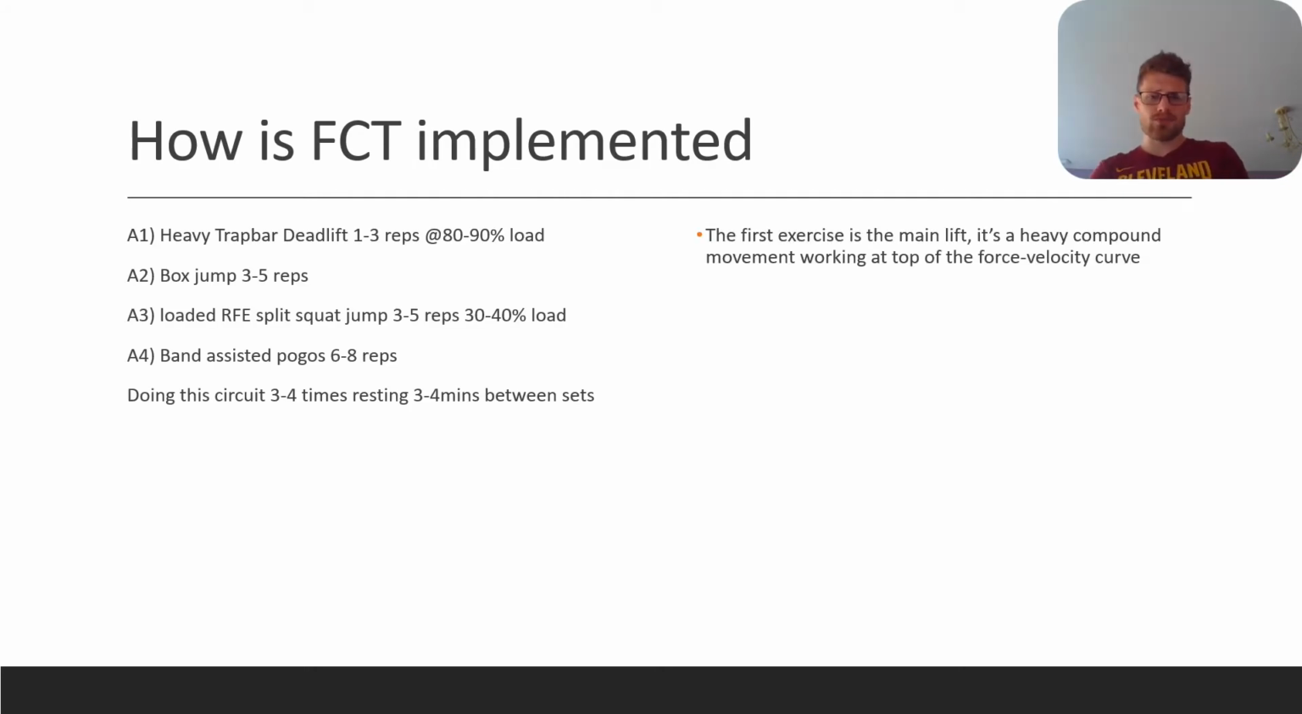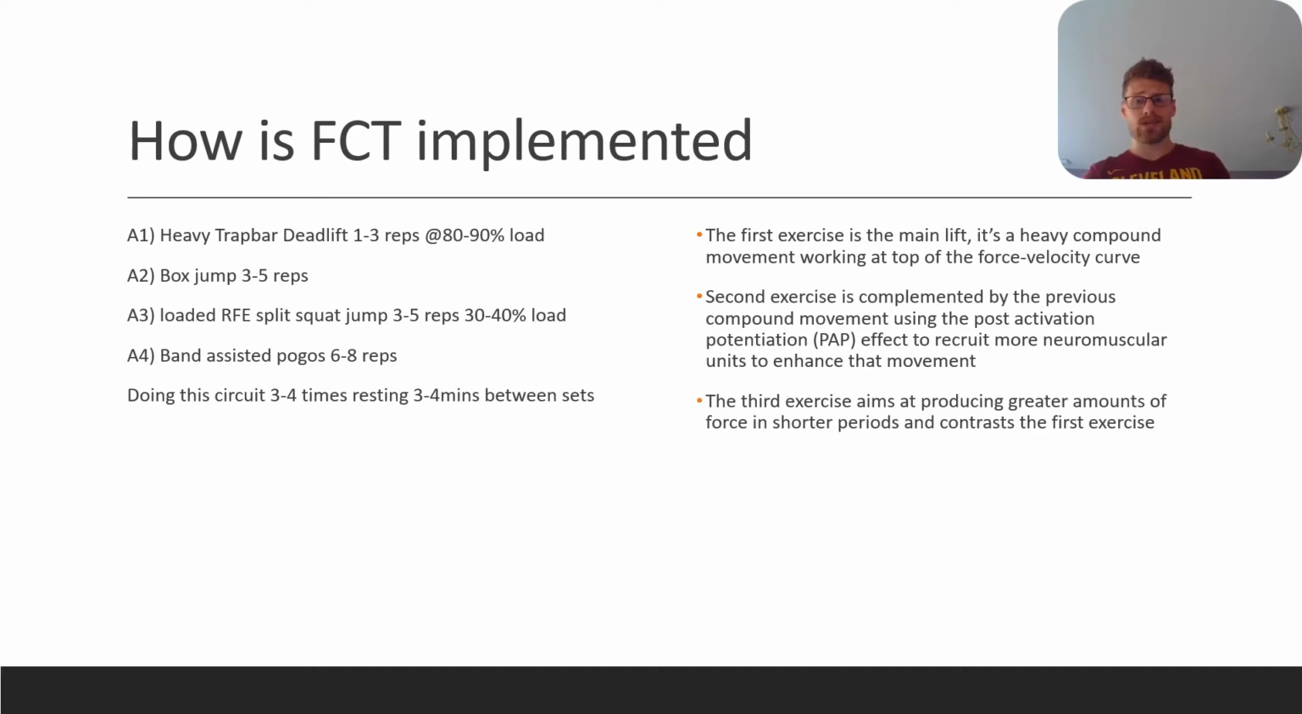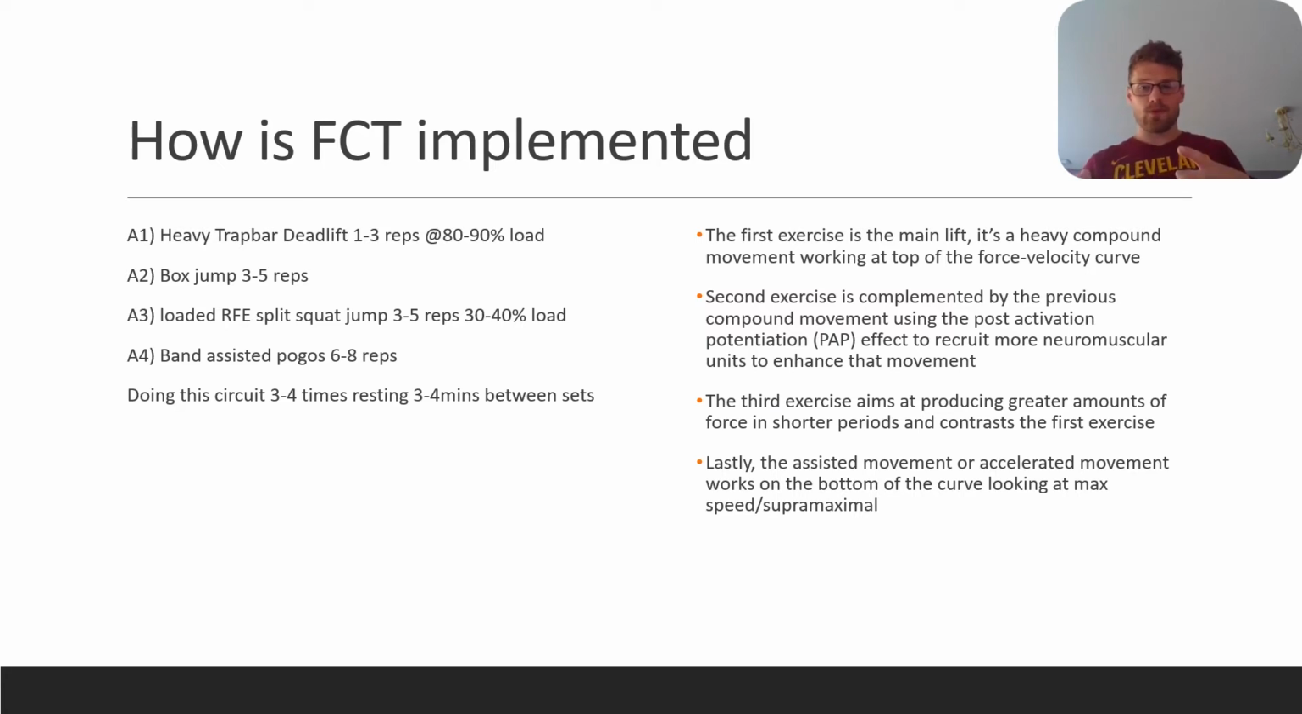So how do we implement it? In a normal session, you'd look at first a heavy exercise, a main lift, so a heavy compound lift, followed by a secondary exercise, a plyometric lift, which mimics the first heavy lift, and then the third exercise aims at producing greater amounts of force in shorter times, which contrasts that first exercise.